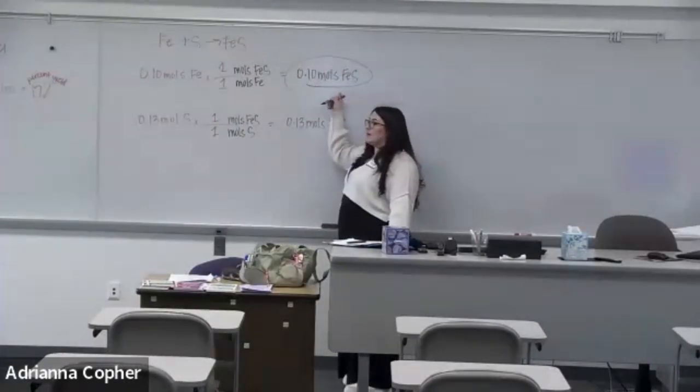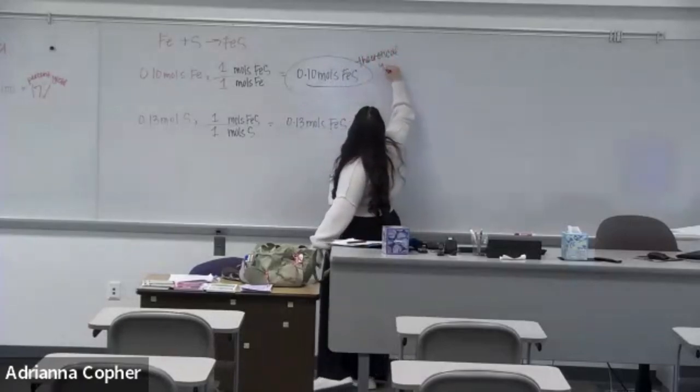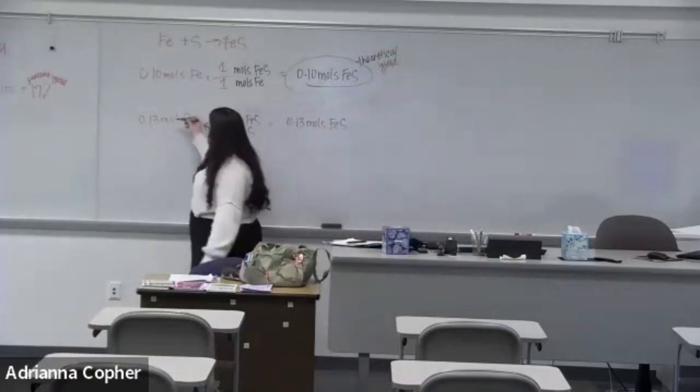So this is the most theoretical yield that I can make. My yield is my product, right? Yield is my product. So this is the theoretical yield. If you take the theoretical yield of the excess, it'll be wrong. This is the excess.